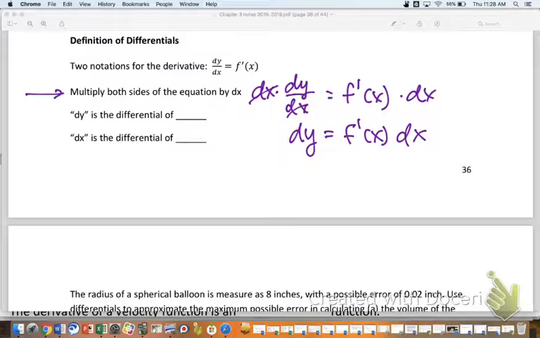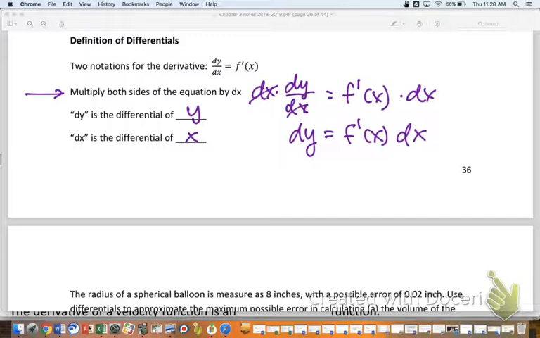So dy is the differential of y, and dx is the differential of x. What does that mean, really? Differential of y means a little tiny change in y. Dx means a little tiny change in x. And that's it. So your process is really simple. You find a derivative, and you just multiply the dx over. That'll give you your differential, most often referred to as dy.